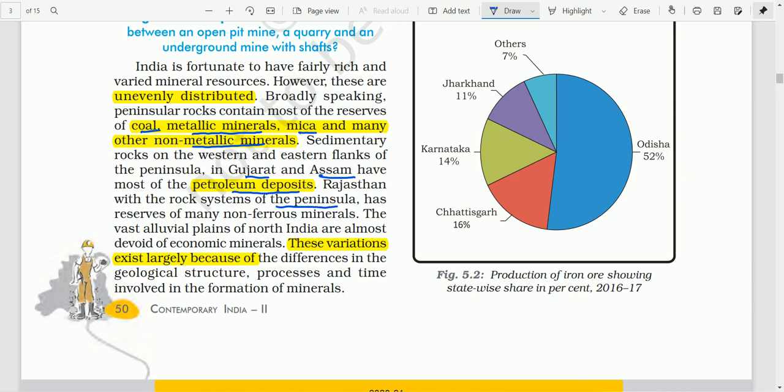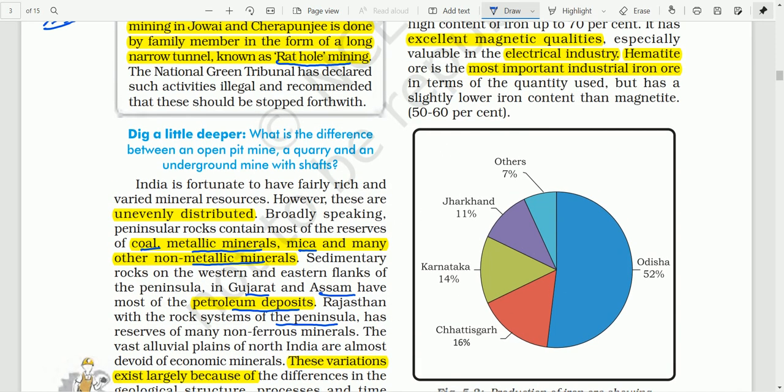The vast alluvial plains of North India are almost devoid of economic minerals. These variations exist largely because of the differences in the geological structure, processes, and time involved in the formation of the minerals. Okay, so the occurrence of minerals depends on the mode of formation, type of rocks, process of formation, and the age of the rocks.